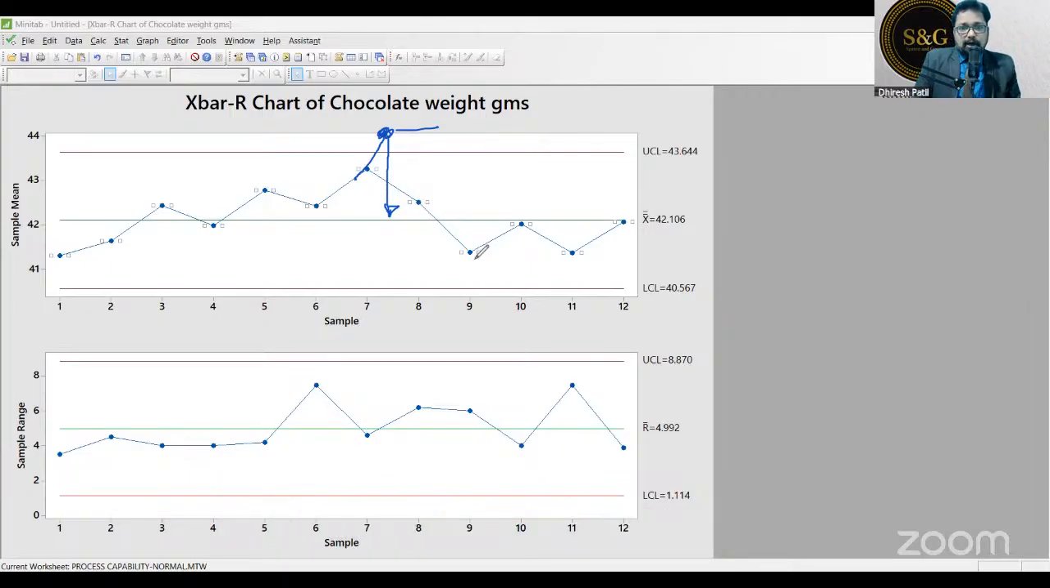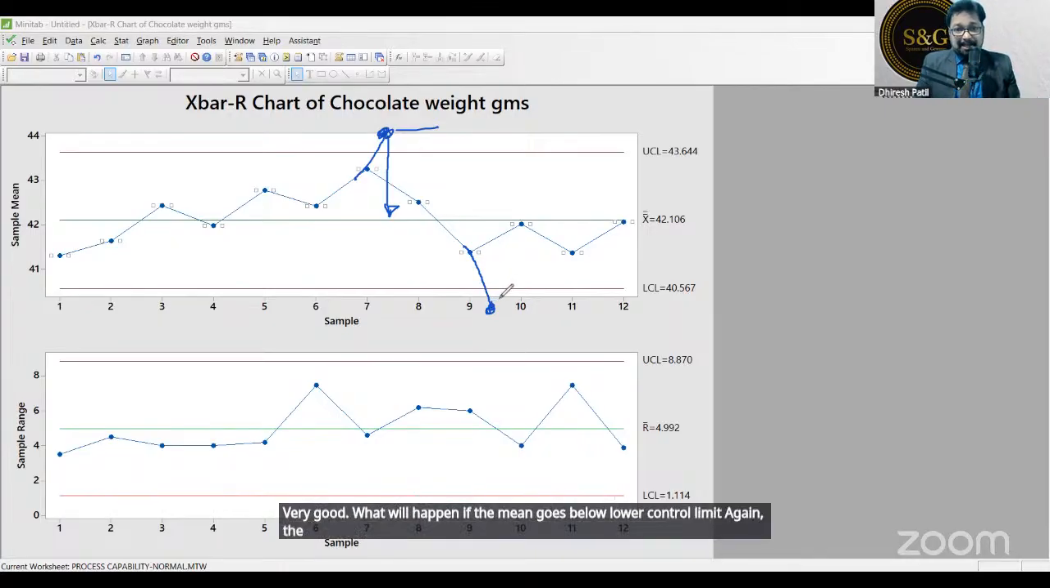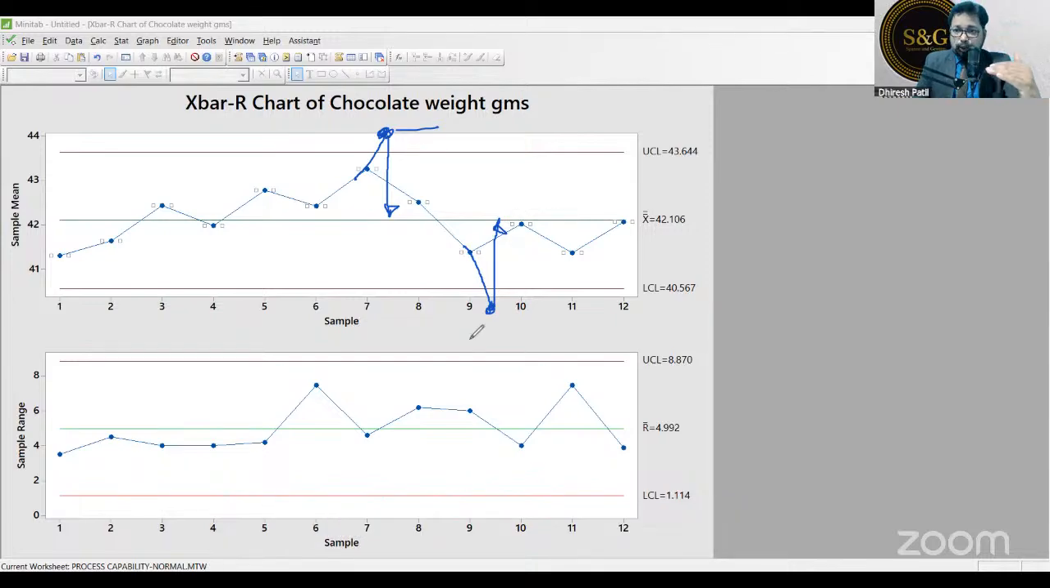Very good. What will happen if the mean goes below the lower control limit? Again, the mean has shifted to the lower side. So my work is to investigate and bring the process back to the center. Yes or no? Everybody with me? Clear? Coming back to the range.